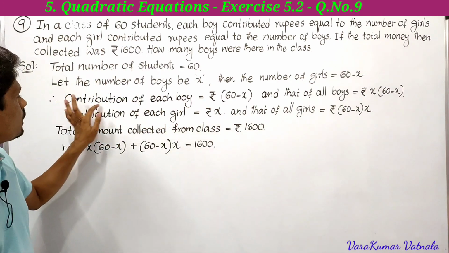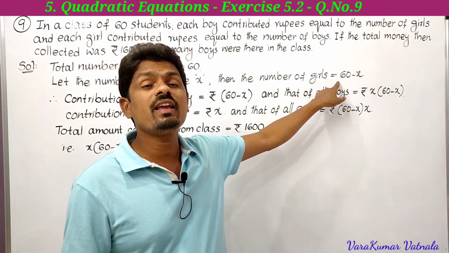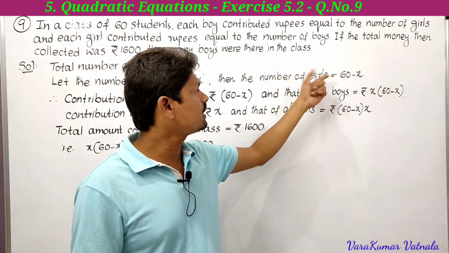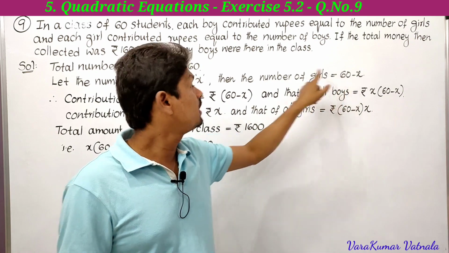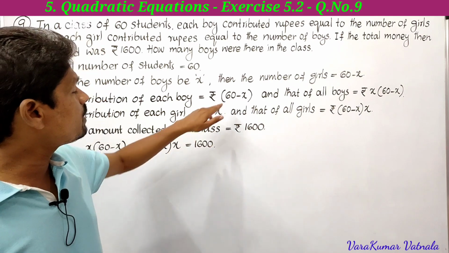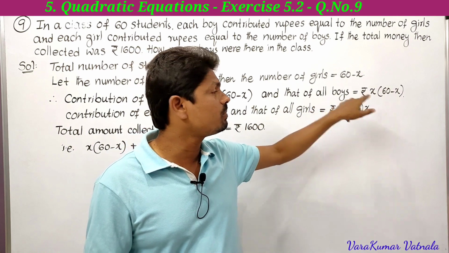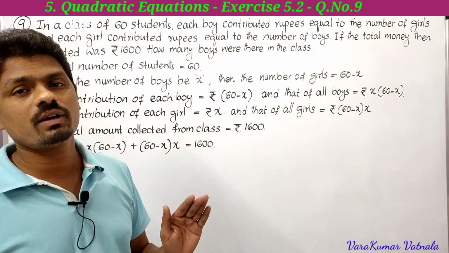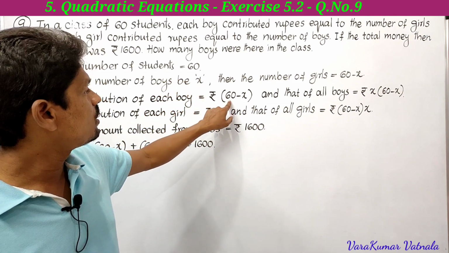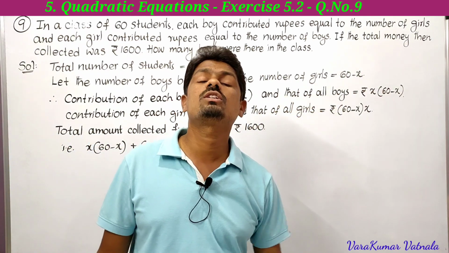So therefore the contribution of each boy is equal to rupees 60 minus x. Why? He is saying that each boy contributed rupees equal to the number of girls. So here the number of girls equals 60 minus x. Therefore the contribution of each boy becomes rupees 60 minus x. The contribution of all boys equals x into 60 minus x. Total boys are x, the contribution of each boy is 60 minus x. To get the total contribution of boys, we have to multiply these two. So rupees x into 60 minus x.